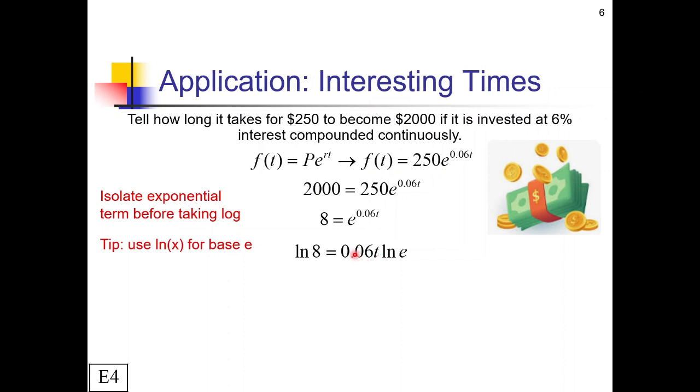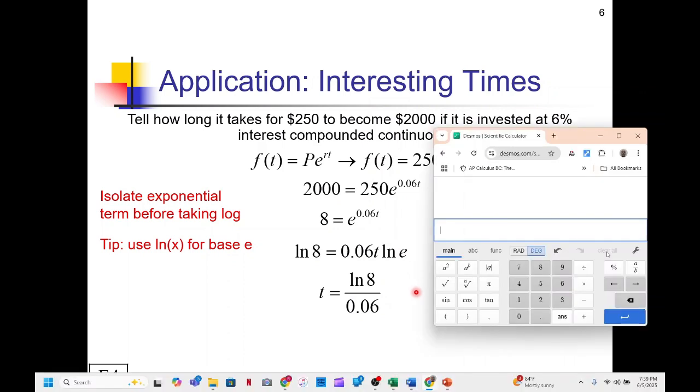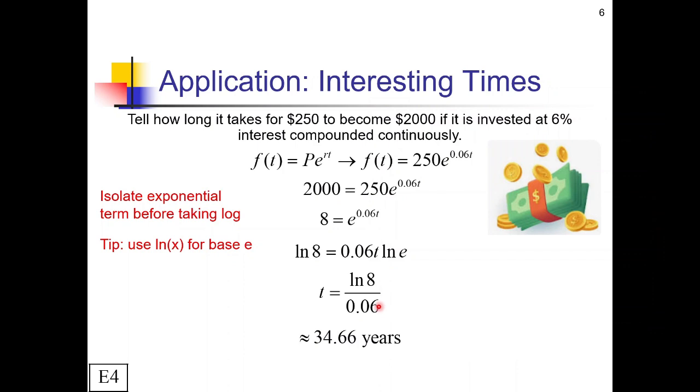In this case, that's going to just be the 0.06, because again, we said ln of e was just 1, so we don't have to worry about it. I will have to plug this stuff into my calculator, though. So we have ln of 8 over 0.06, and that comes out to about 35.66 when we round it off to 2 decimals, and that's going to be years. So at 6% interest, it takes about 35 years for your $250 to become $2,000.